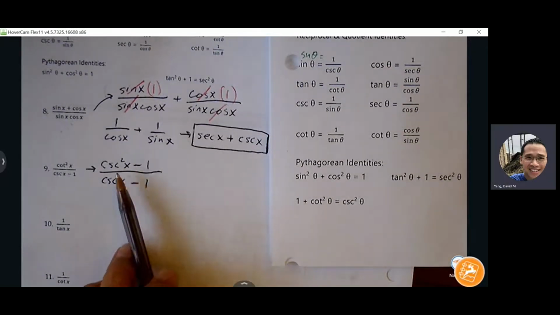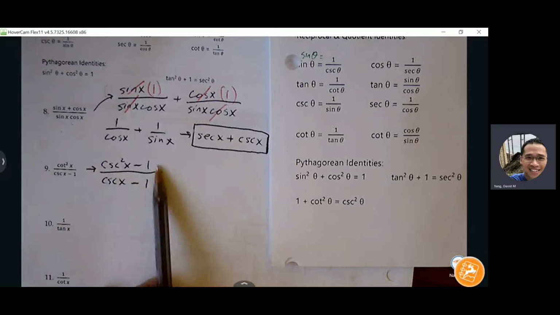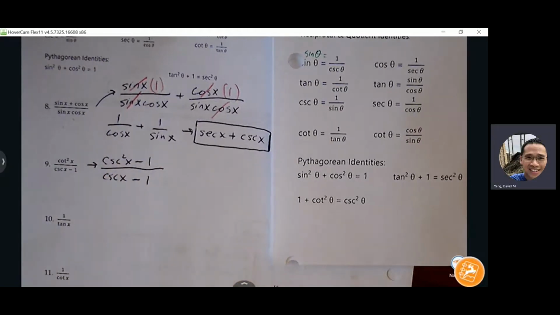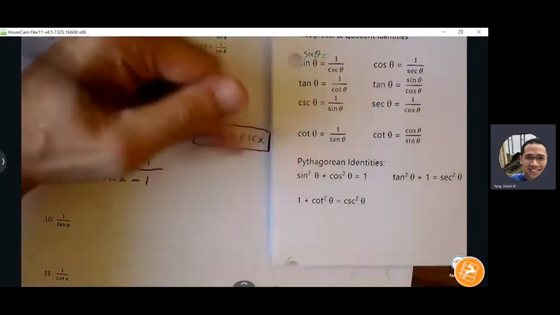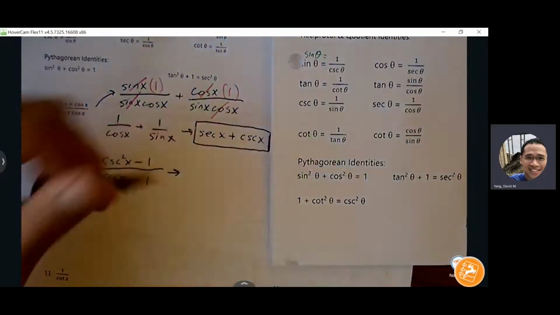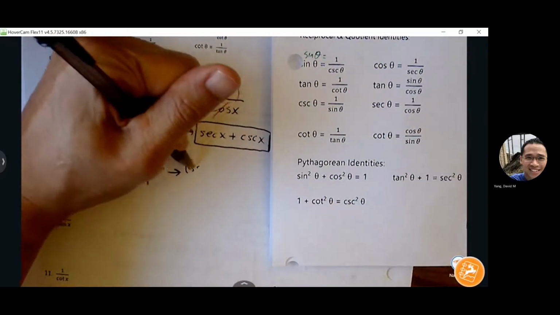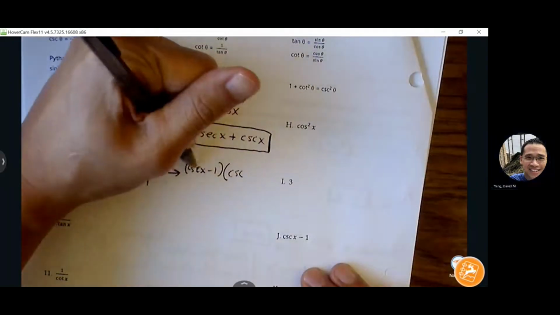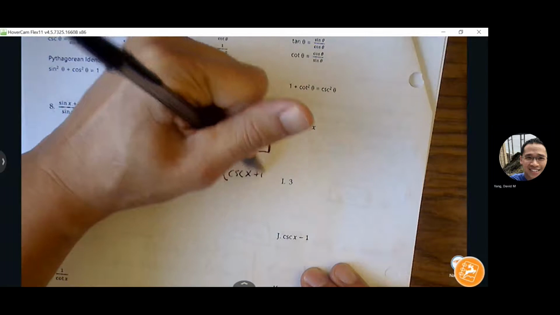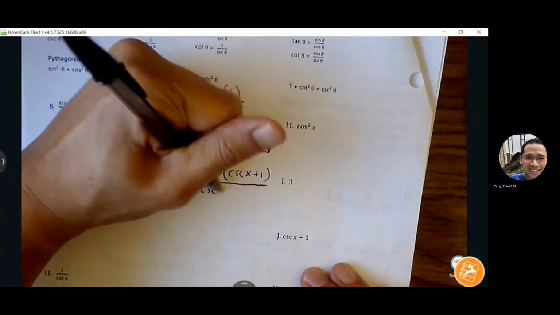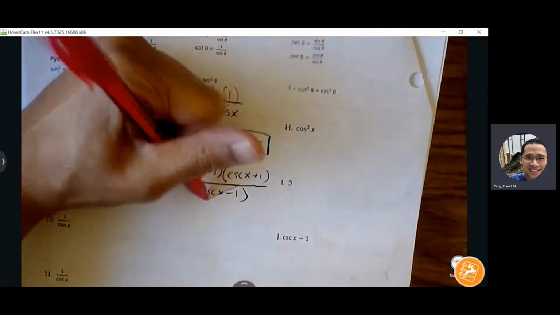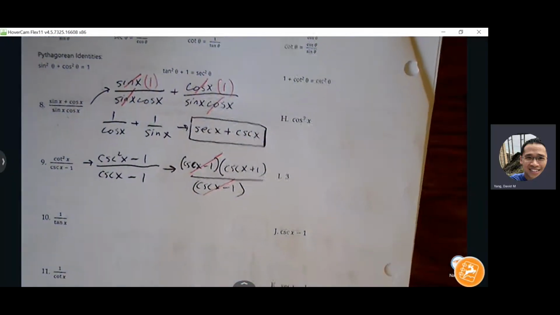Again, we can't cancel across addition or subtraction, but hopefully you've seen this enough where, what can we do with this cosecant squared x minus 1? Yeah, difference of squares, right? Difference of squares. So reduce, cosecant of x plus 1.